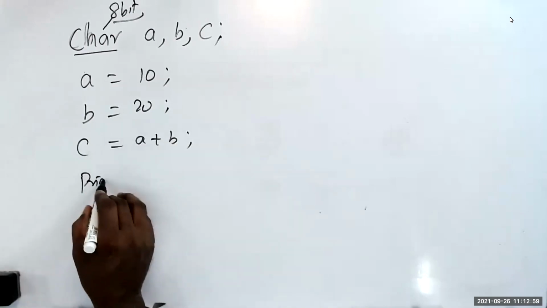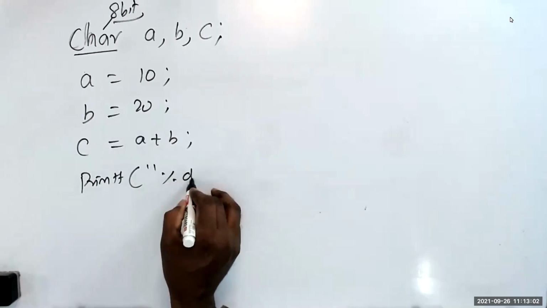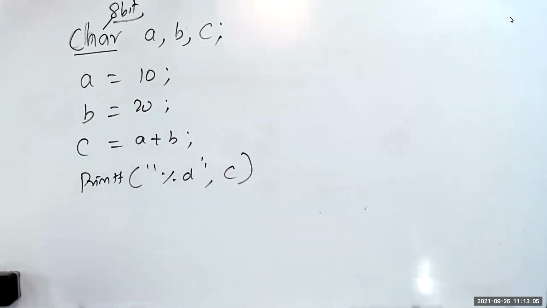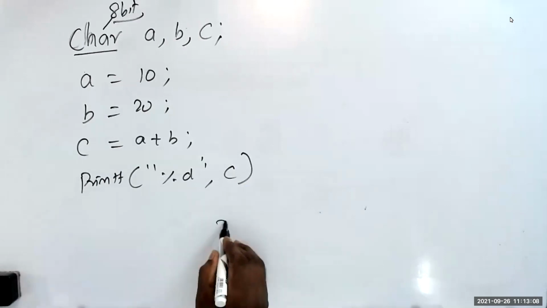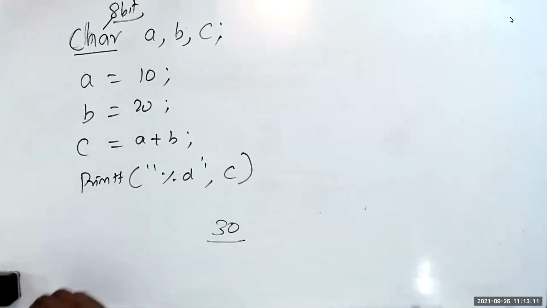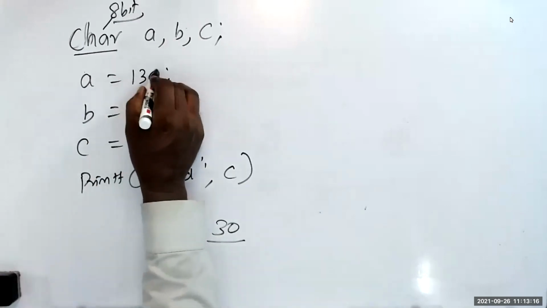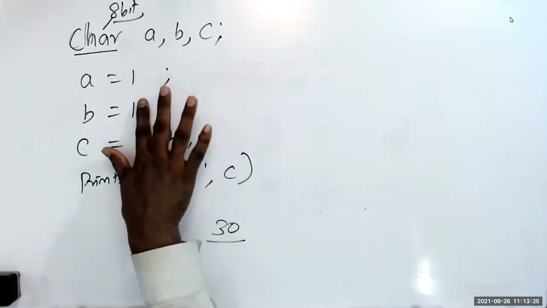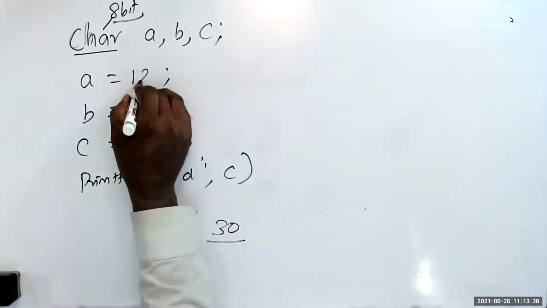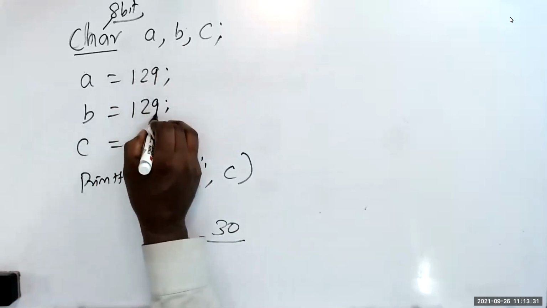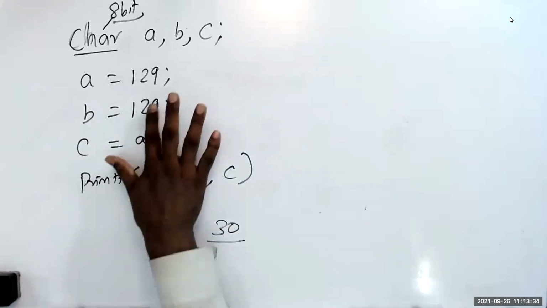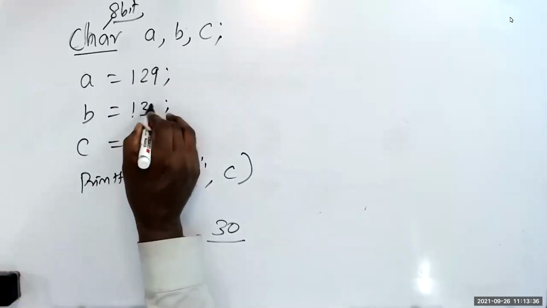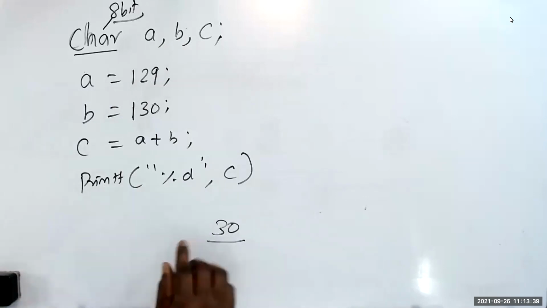Printf. Understand? Now you get the answer 30. You know that. Now, if I say here 130. Okay. Let's not, 120 is too big a number. Let us put 129. I've given 2 numbers, 129 and 130. Let us assume 130. That is easy. Just 2 different numbers. If you add them, what answer will you get?